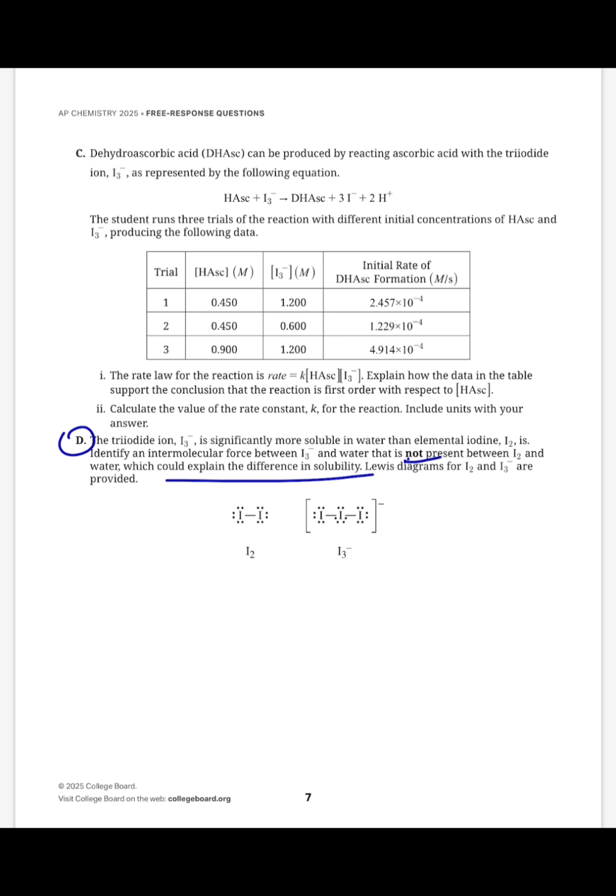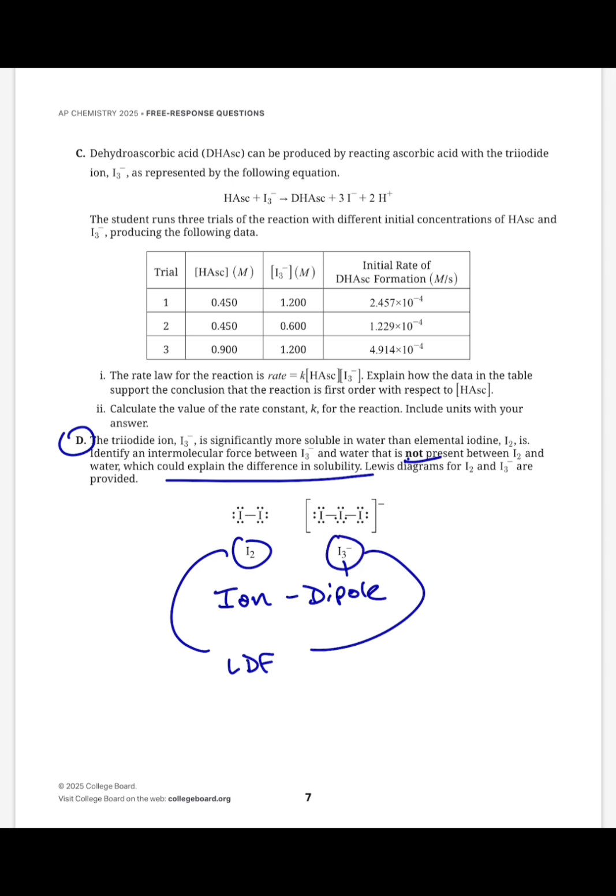Between the I3 and water, it's going to be able to experience ion dipole. And we know ion dipole is a stronger interaction compared to something like London dispersion, which they both experience. So we can see that I3 has more intermolecular forces, so it's going to have a better ability at being soluble in a polar solution. It's because of this ion dipole interaction that I3 has that it is going to be more soluble in water compared to I2, which only has London dispersion forces.